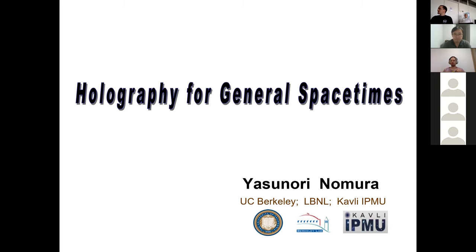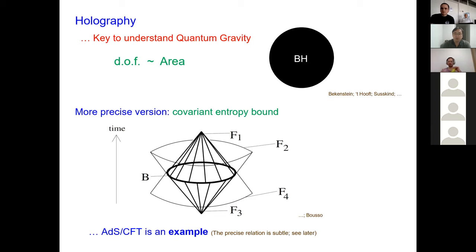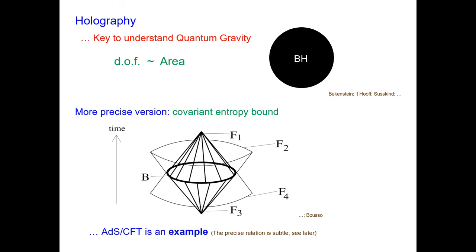All right, so holography, we think it's a key to understand quantum gravity, where the vast Hilbert space of quantum field theory, with degrees of freedom at each point in spacetime, is kind of an illusion. The true degrees of freedom are much, much smaller, scaling like area rather than volume.